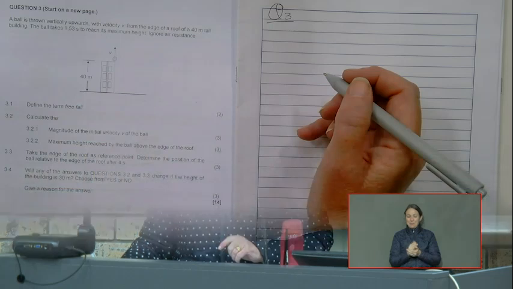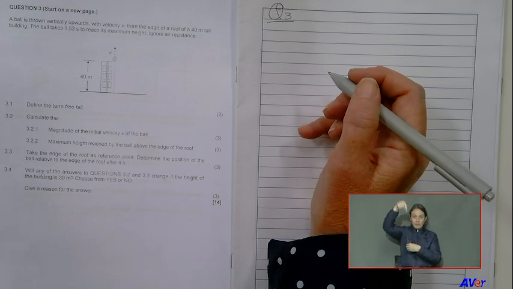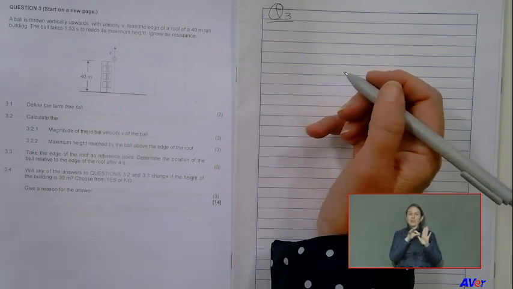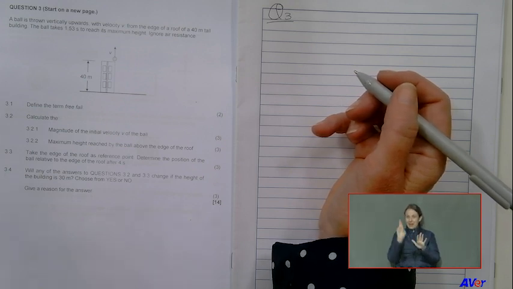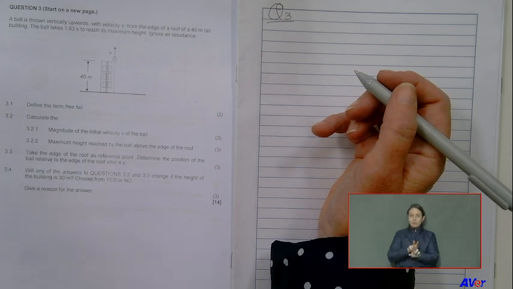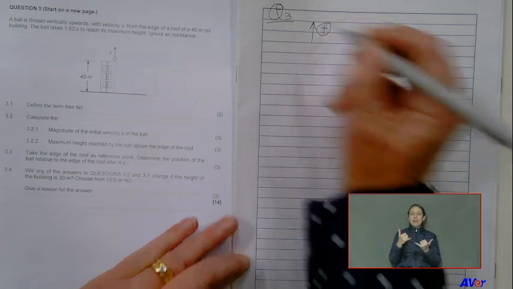Okay, now question 3 is about vertical projectile motion. So that's objects falling. Here you need equations of motion from grade 10 as well as the graphs from grade 10. The only difference is in grade 10 you did it horizontally and now in grade 12 you do it vertically. I'm going to do all my calculations with up as positive.